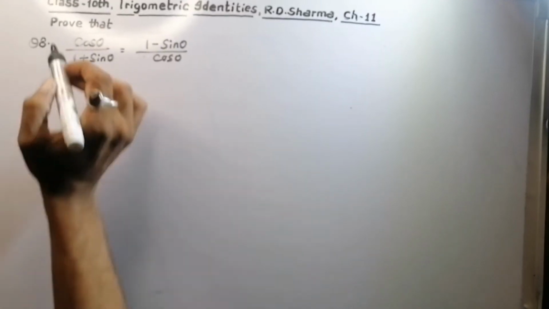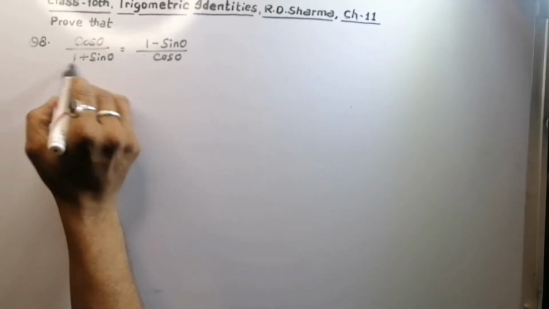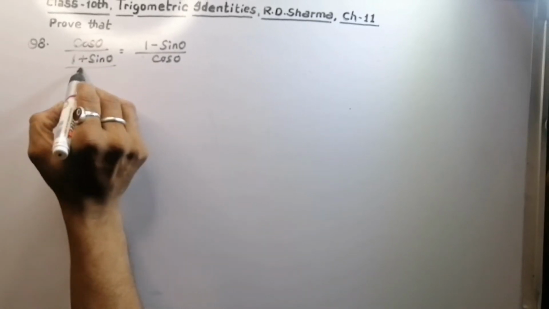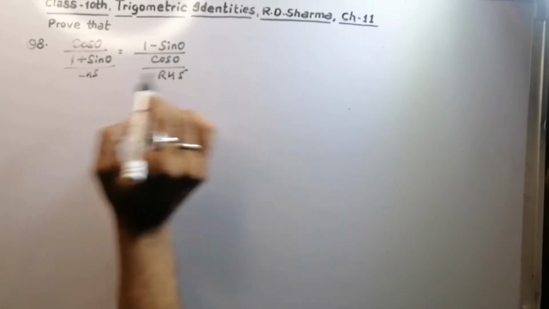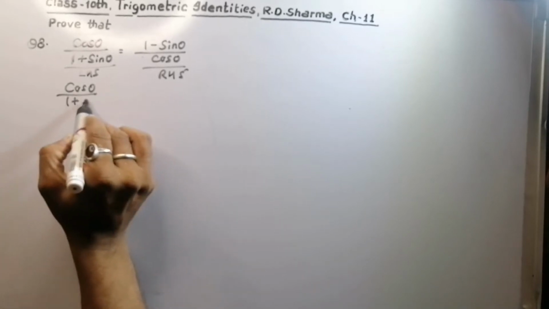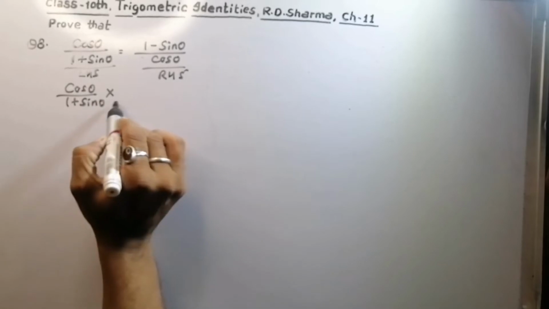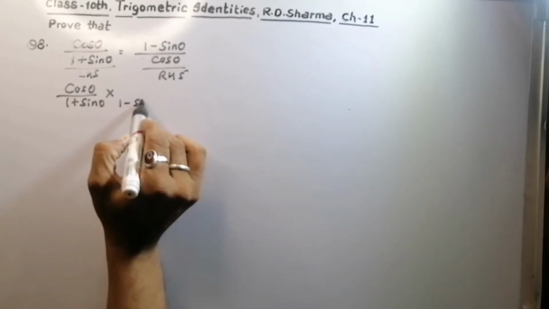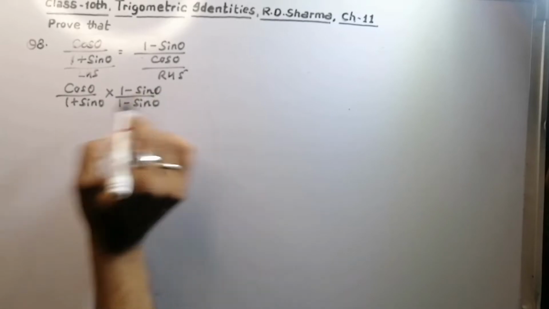In question number 8, cos theta upon 1 plus sin theta is equal to 1 minus sin theta upon cos theta. So first we take the left hand side and this is the right hand side. We can rationalize cos theta upon 1 plus sin theta by multiplying it by the opposite of its denominator, 1 minus sin theta, and 1 minus sin theta again.